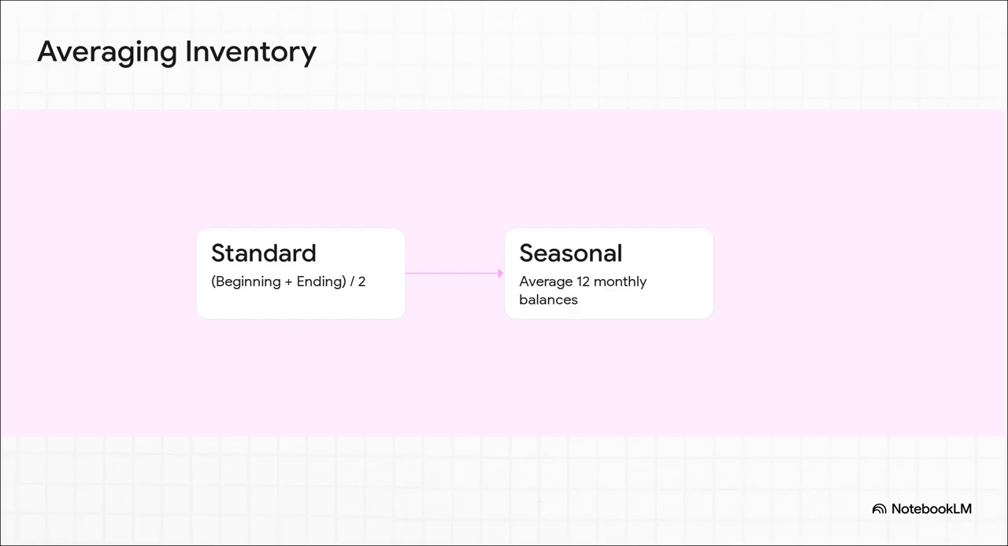Now, how you actually calculate that average is a huge deal for your exams. For a standard business with steady sales, you just take the beginning balance, add the ending balance, and divide by 2. Easy, right? But, and this is a big one, that simple 2-point average is completely useless for a highly seasonal business. For those companies, you've got to average all 12 monthly balances to get an accurate denominator.